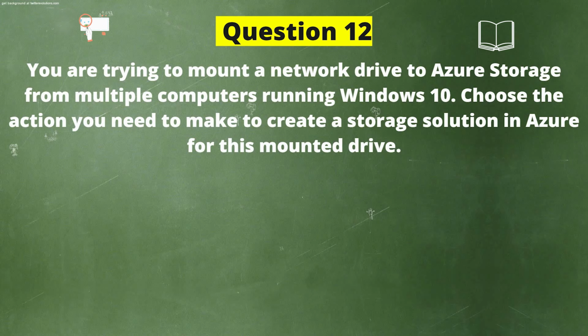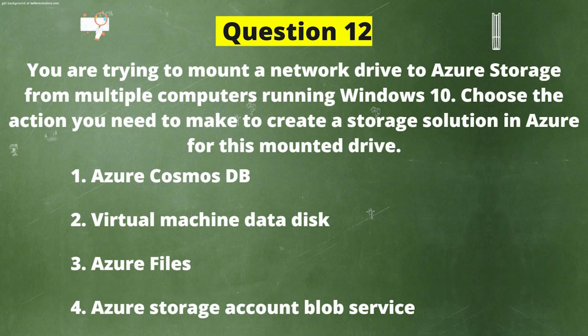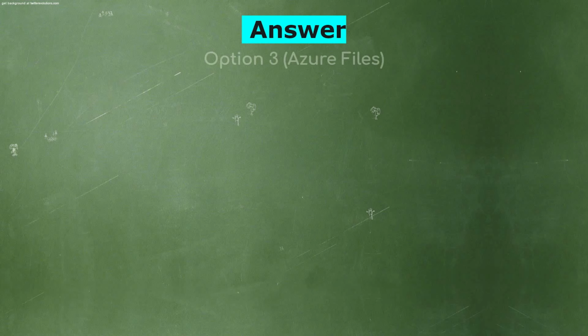Next question. You are trying to mount a network drive to Azure storage from multiple computers running Windows 10. Choose the action you need to take to create a storage solution in Azure for this mounted drive. And the options are: 1. Azure Cosmos DB. 2. Virtual Machine Data Disk. 3. Azure Files. 4. Azure Storage Account Blob Service. And the correct answer is option 3.